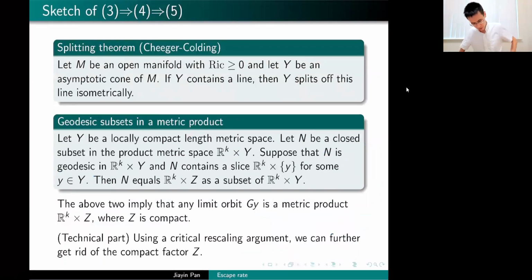Then after this, the fourth statement implies the fifth one. So that's the technical part. Using a critical rescaling argument, we can further get rid of the compact factor Z and show that all of these orbits are just R^k without the compact factor Z. So I'm going to skip this technical part.